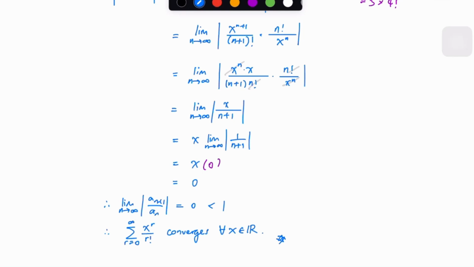So what's interesting? No, not necessarily. This is smaller. That's why it's smaller for this case. That's why the ratio is less than 1. It's like a GP: the common ratio must be less than 1, and that's why it will converge. Otherwise, it will diverge. Okay?